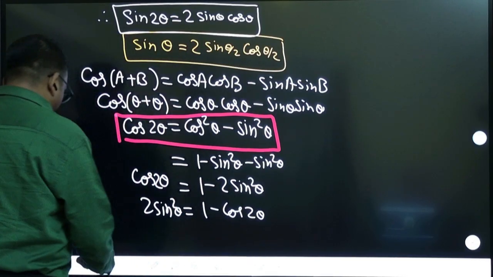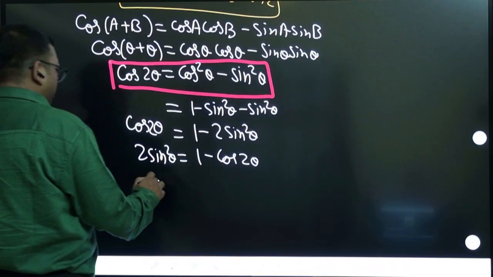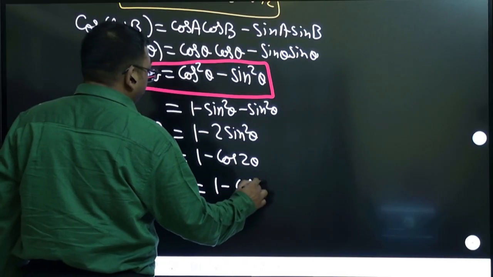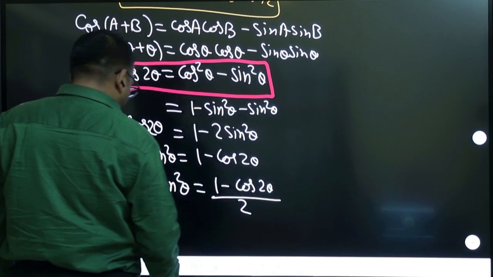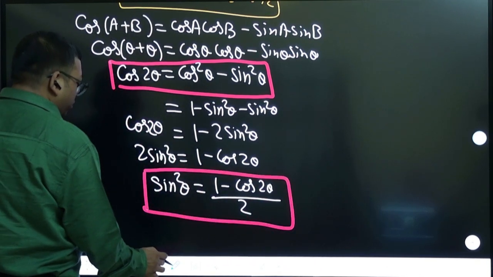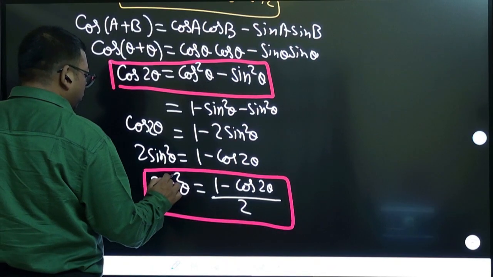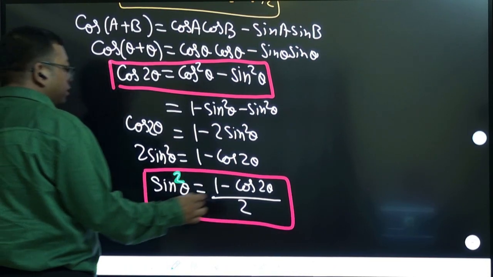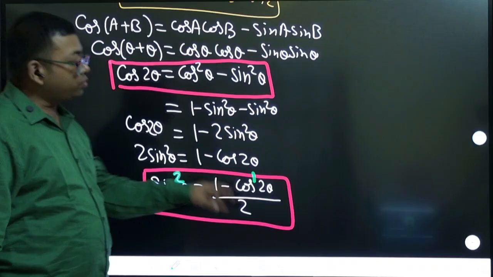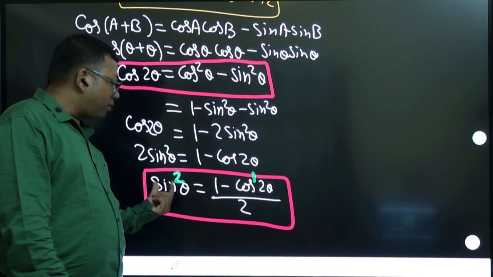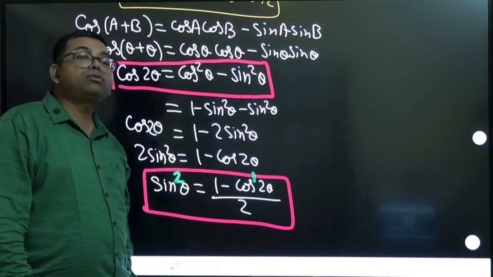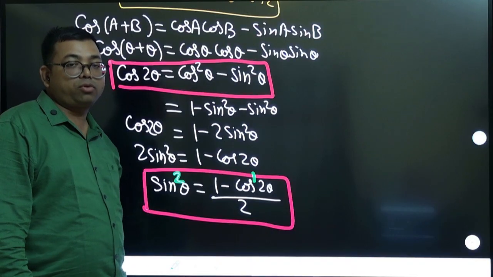Or I can write this as sin square theta as 1 minus cos 2 theta by 2. That has got a major application. Why major application? Because here note that the degree is 2, and here 2 is multiplied, degree is 1 only here. You got cos 2 theta. So the power of trigonometric ratios, power 2, can be converted into power 1 using this formula.